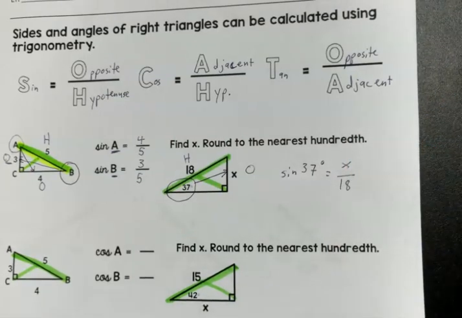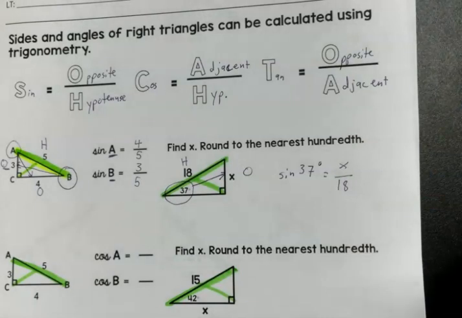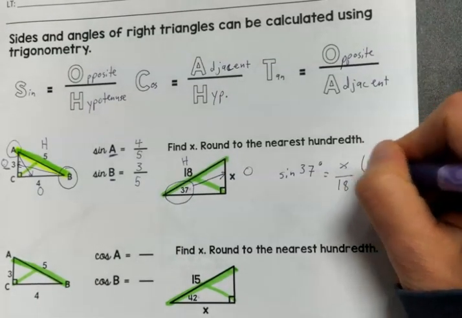Okay? All right, now how do we get x by itself? Well, x divided by 18. How do I just get just x? We'll have to multiply by 18 on both sides.